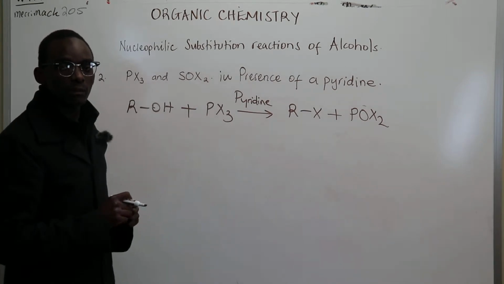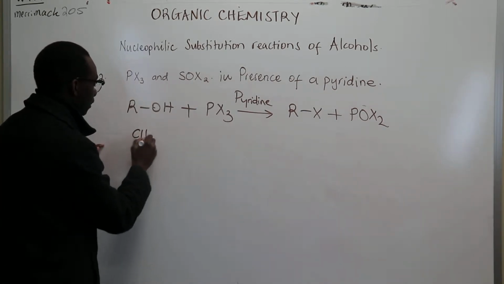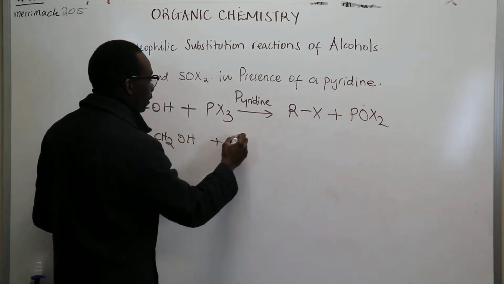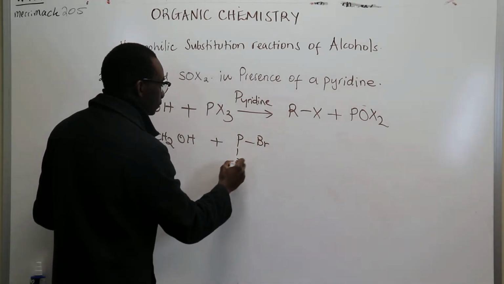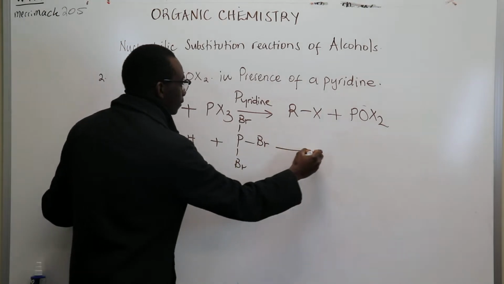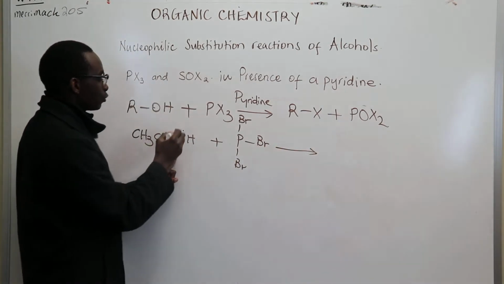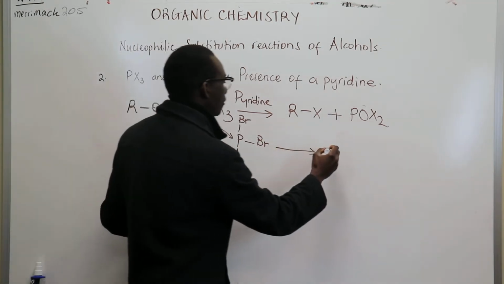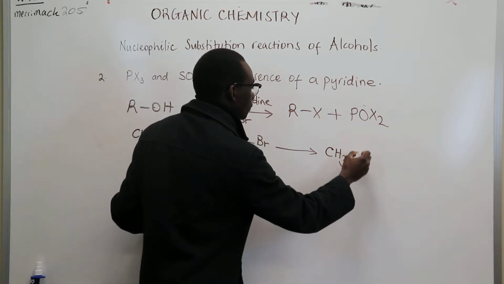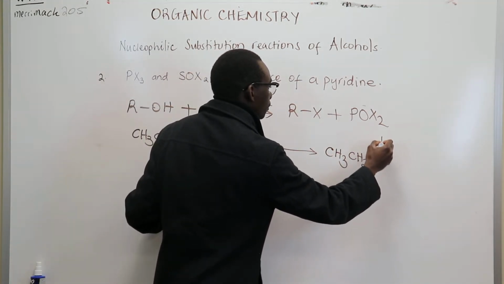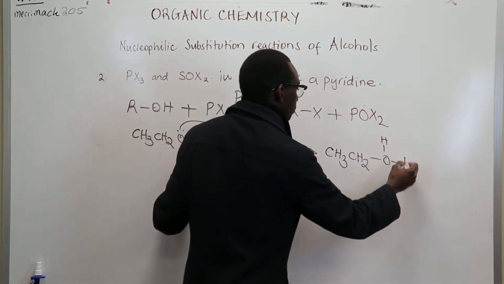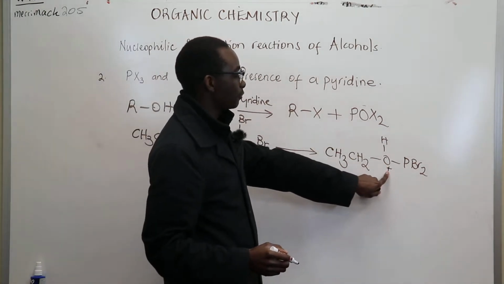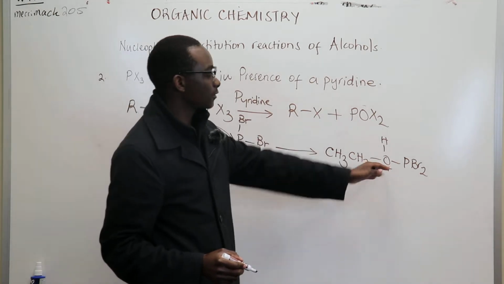So now we are going to see how primary, secondary, and tertiary alcohols react with these reagents. So to begin with the primary alcohol, let us use ethanol, CH3CH2OH, reacting with phosphorus tribromide. So now oxygen has a lone pair of electrons which attacks the phosphorus, and one of the Br bonds breaks off, and we shall have CH3CH2OPBr2. So our oxygen gets a positive charge, and therefore this is a good leaving group.